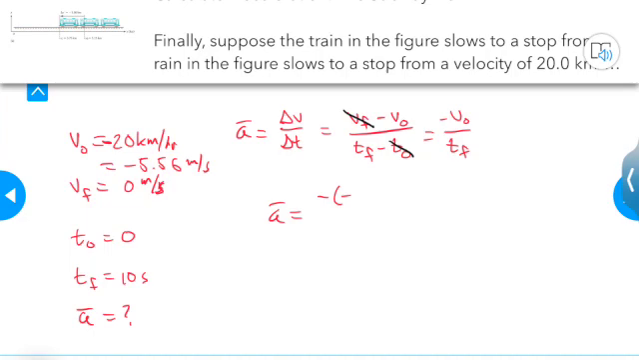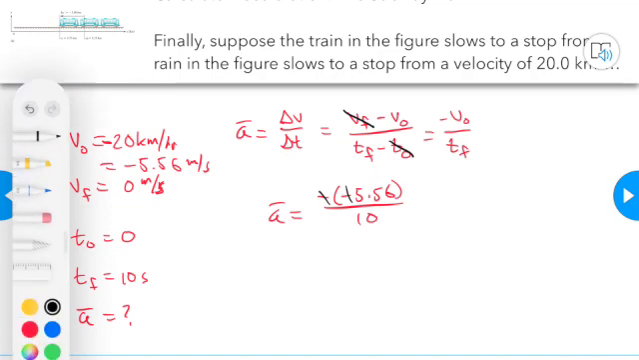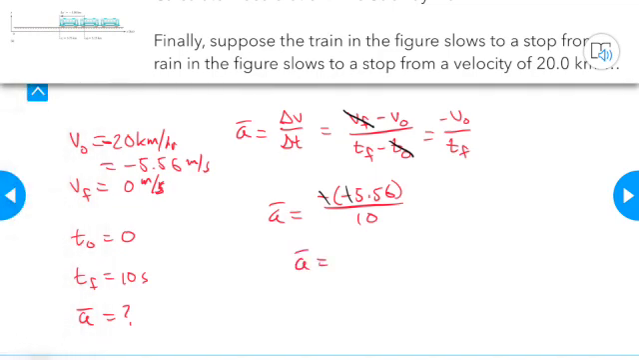So going ahead and doing this here, we've got the negative 5.56 divided by 10. The negatives are just going to cancel each other out. And dividing anything by 10 just moves the decimal place over 1 to the left. So average acceleration is 0.556 meters per second squared.